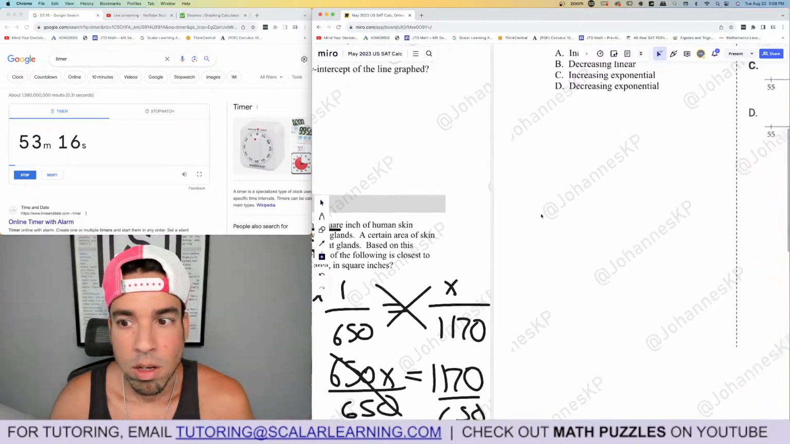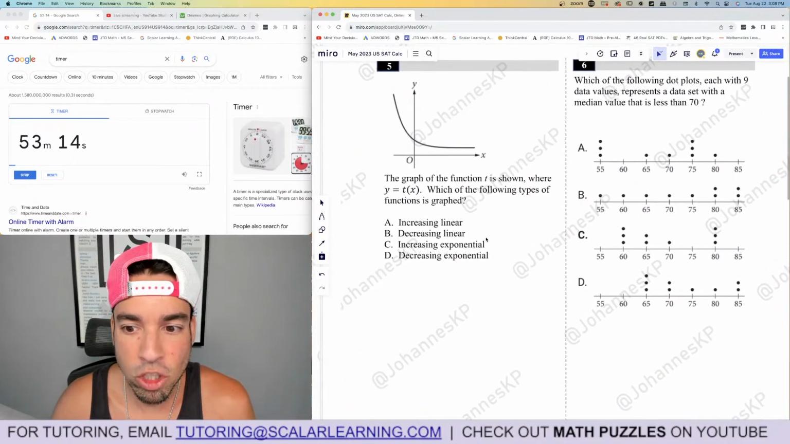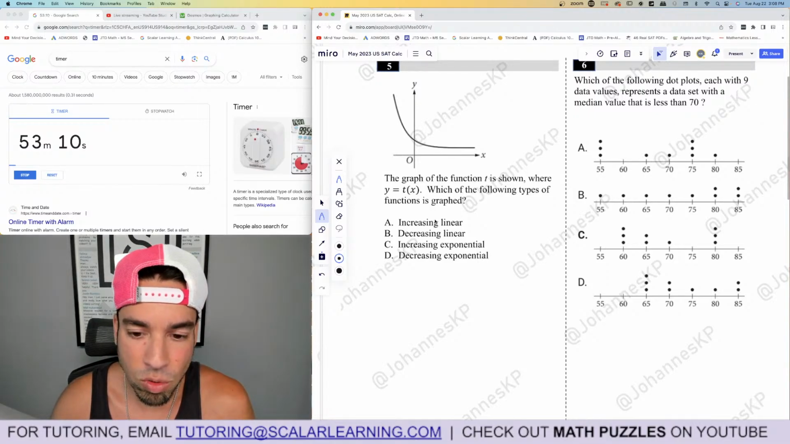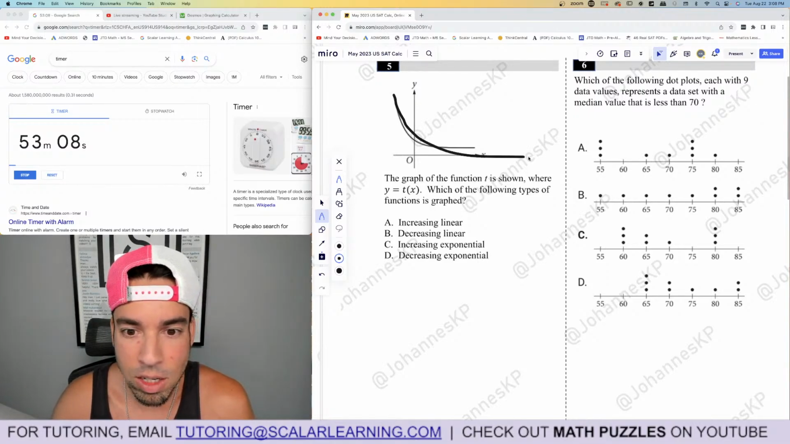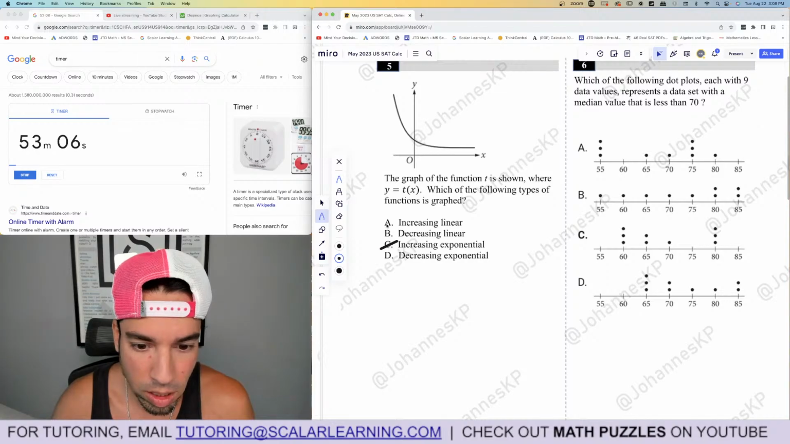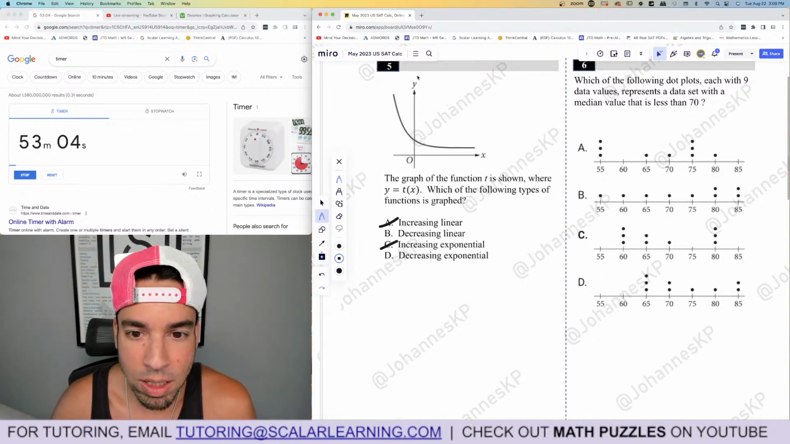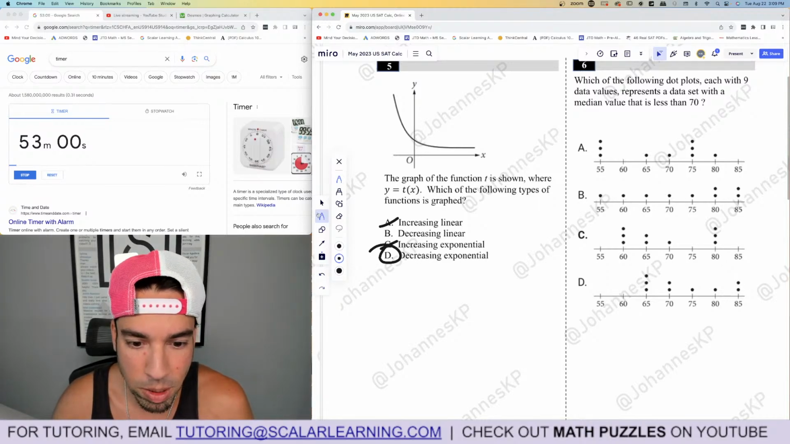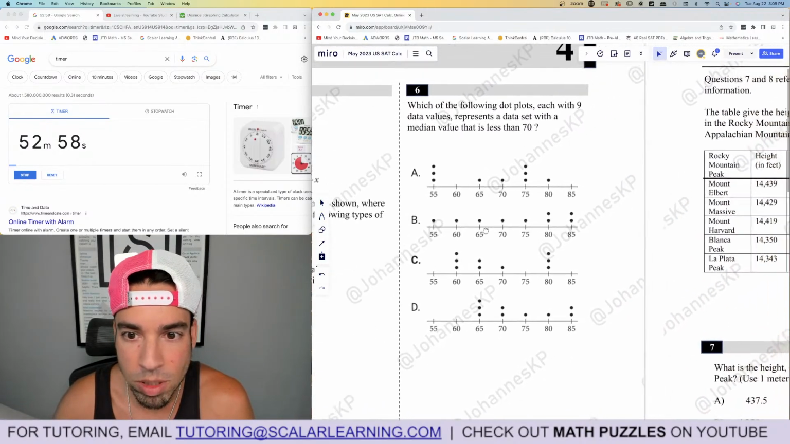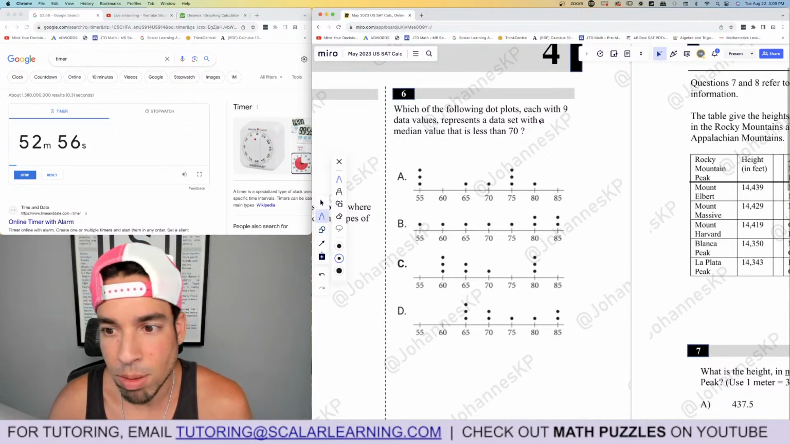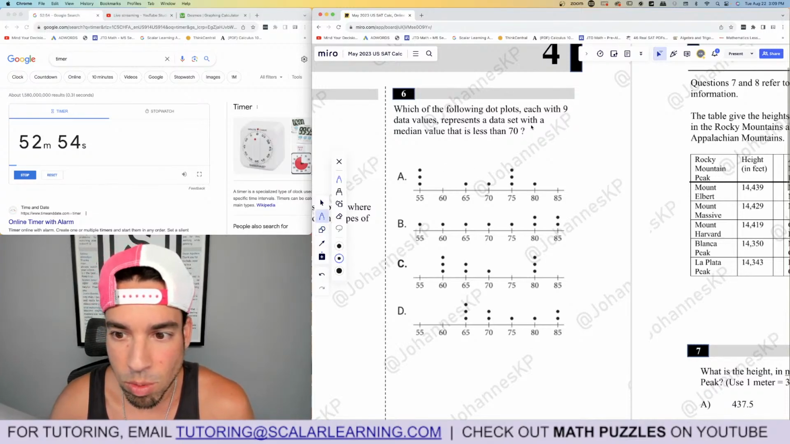Okay, we got number 5. The graph of the function t is shown. Which of the following types of functions is graphed? This is decreasing because it's negative, so increasing is out. And decreasing linear, just like it sounds, it should be a line. There shouldn't be a bend. This is decreasing exponential as a result. Boom, done.